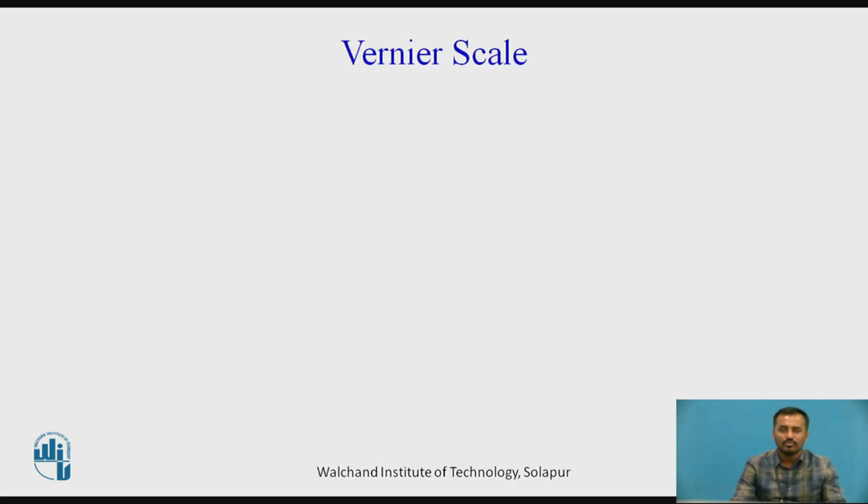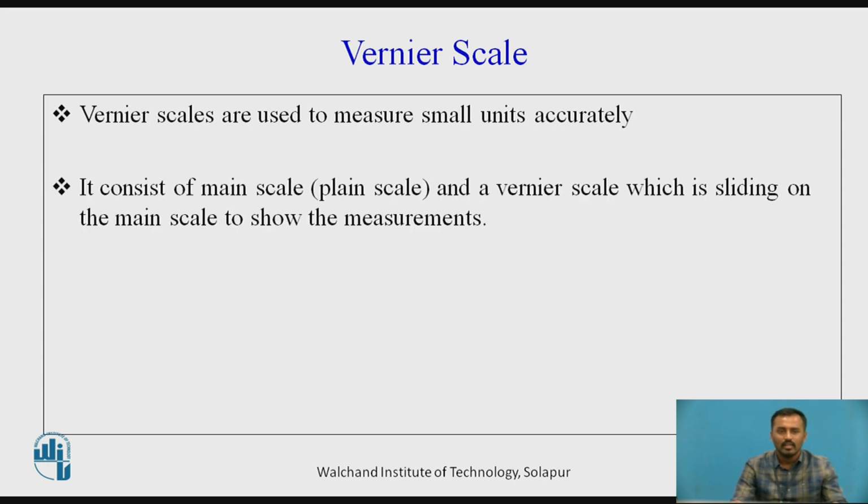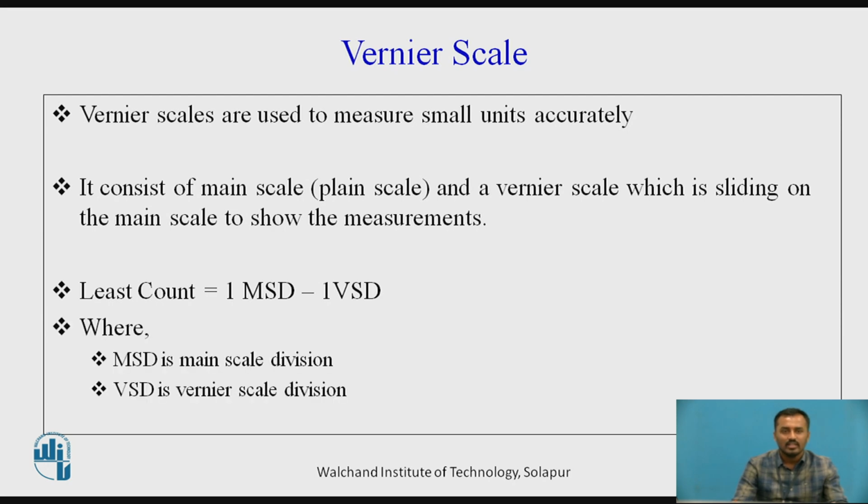After that, the most famous one and the scale that is used in first year of engineering, in physics, we have extensively used this scale called the vernier scale, and the vernier scale is used for small units, let's say 0.1, 0.2. In this way we can measure very accurately with the help of a vernier caliper. A vernier caliper consists of a vernier scale, or synonymously it is called a vernier caliper. It consists of one main scale. The main scale is a type of plane scale, and a vernier scale slides on the main scale to show accurate measurements. The least count of that vernier scale is 1 MSD minus 1 VSD, where 1 MSD means one main scale division and VSD means a vernier scale division.